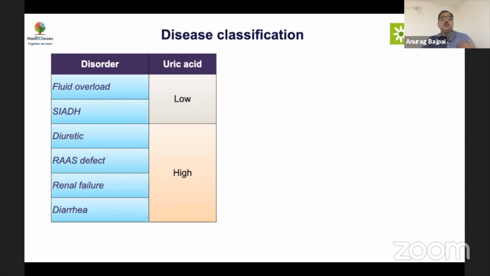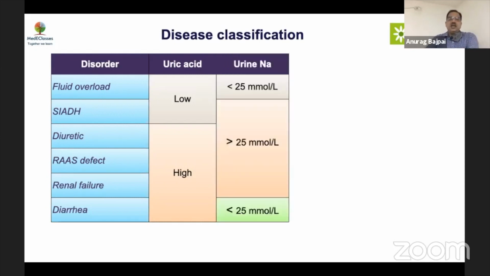If there is too much fluid, you are basically looking at a low amount of uric acid. Now, uric acid is a unique molecule in that its excretion depends upon the volume. More volume, more excretion, low uric acid. So if you have a low uric acid, it is a fluid overload situation or SIADH. High uric acid is associated with diuretics, RAS defects, renal failure, and diarrhea.